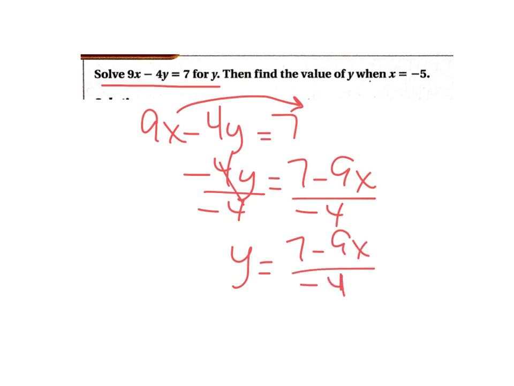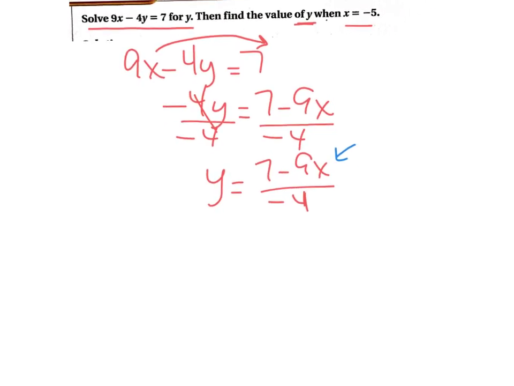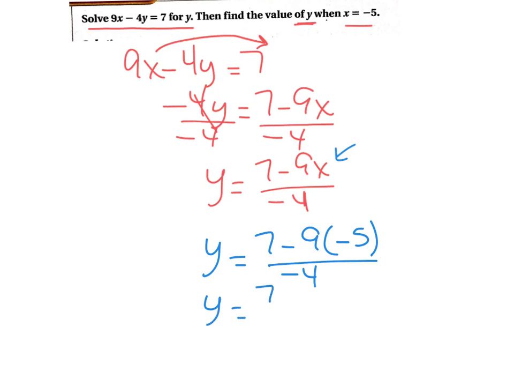And then I have to find the value of y when x is negative 5. So I'm just going to take negative 5 and plug it right there and just solve what's left. Now it will tell me exactly what my y value is. So I'm going to have y equals 7 minus 9 times negative 5 divided by negative 4. Now that's a negative 9 and a negative 5, which is going to give me a positive 45 over negative 4. And if I add my 7 and 45, it's 52 over negative 4, which is going to be negative 13. So again, solve for the variable, plug in the other variable, get your final answer.